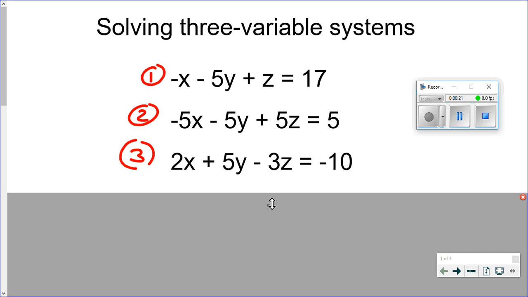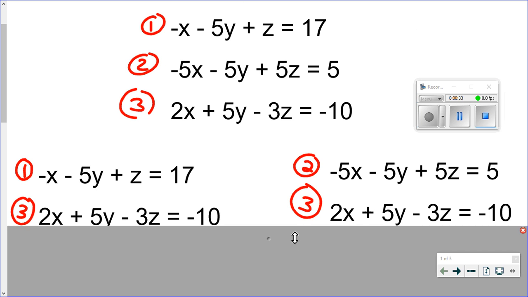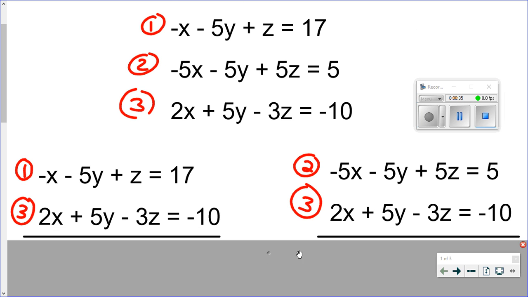Okay, now in order to solve a three variable system, we need to actually break it down into what we know, which is a two variable system. So we're going to look at these three separate equations, and we are going to pair two different sets of them together. So for instance here, I paired 1 and 3 and 2 and 3. I did that because I looked at every term in each equation and I said, all right, I need to eliminate one of these variables. So which variable would be easiest to eliminate?